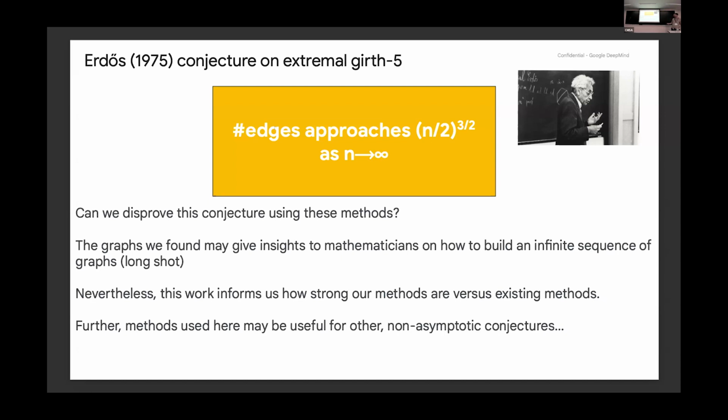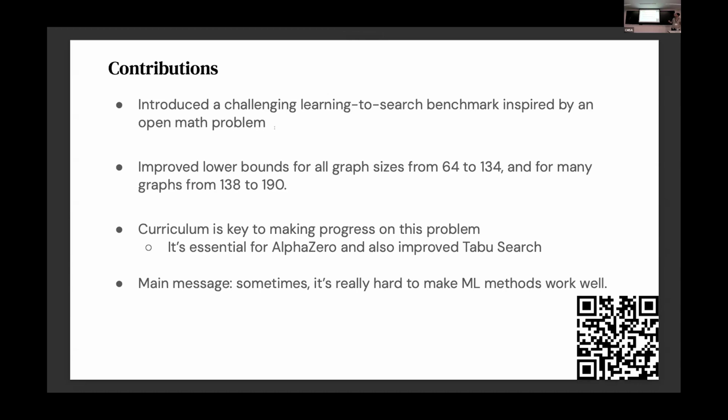But what we learned from this work is how strong RL is against local search, and where RL really does not help much for this problem. And potentially the methods we developed, this curriculum idea, may be used for other problems as well, because it's very natural that your problem at size n depends on your problem at size n minus 1. Yeah, I think the curriculum was key to making progress on this problem, both for AlphaZero and tabu search. And the main message is sometimes it's really hard to make machine learning methods work well. Thank you so much.